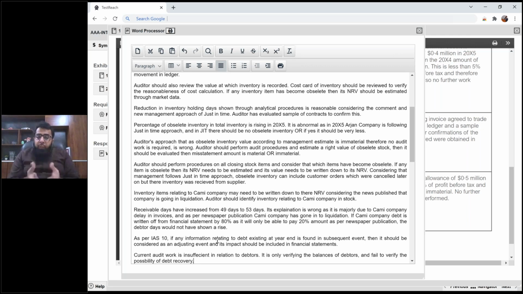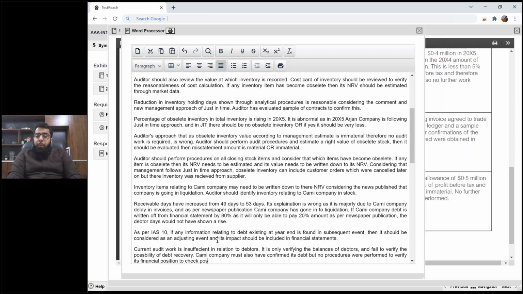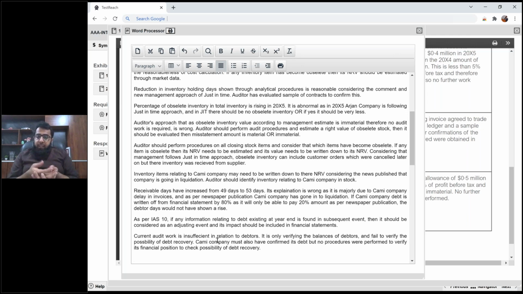Okay, we are not reviewing the possibility of debt recovery. Chemie company must also have confirmed its debt, but no procedures were performed to verify its financial position to check the possibility of debt recovery. Okay, what we are doing is we are just confirming the balances. When you just confirm the balance, you are just confirming the amount of the balance, but you are not checking whether the customer will be able to pay that debt or not.